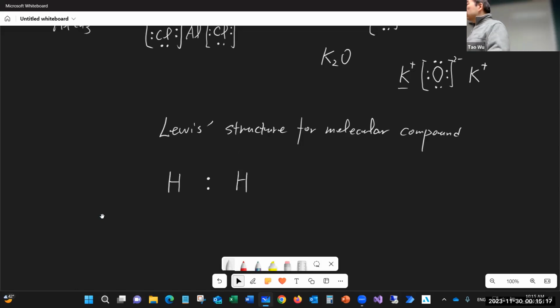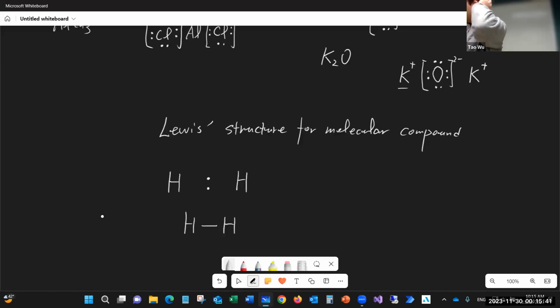That makes sense? Okay, so once they share the electron, the shared electrons become a bond, and this is what we call a single bond. One pair of shared electrons will form a bond. It's called a single bond.